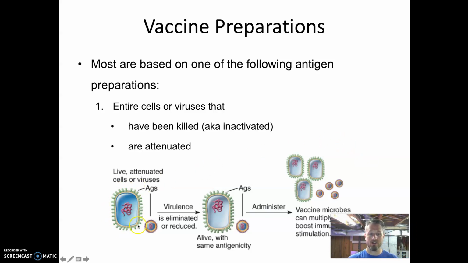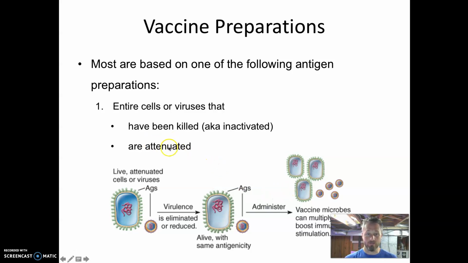So again, if we've got a cell or a virus that can cause disease, we do something to them to eliminate virulence so that they can no longer make a person sick. These viruses and cells are still alive, but again, they cannot cause disease. So when we inject these cells or viruses into a patient, the first thing that happens is that these cells or viruses do reproduce in the body. But again, they can't cause disease. They're not harmful. So they reproduce in the body, our immune system recognizes them, and we generate long-term immunity.